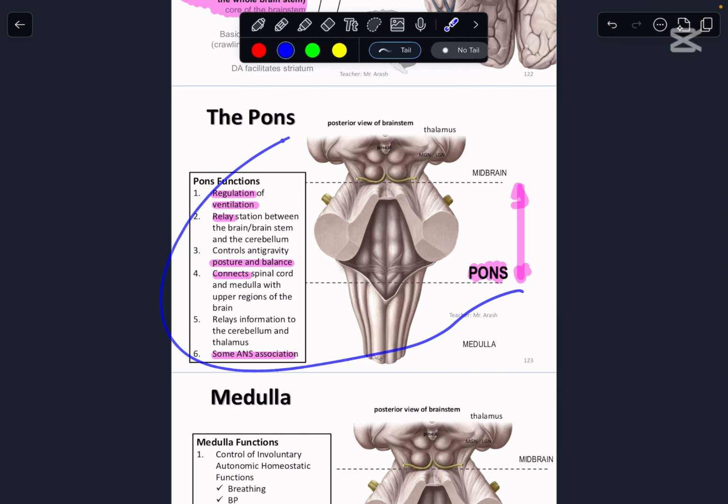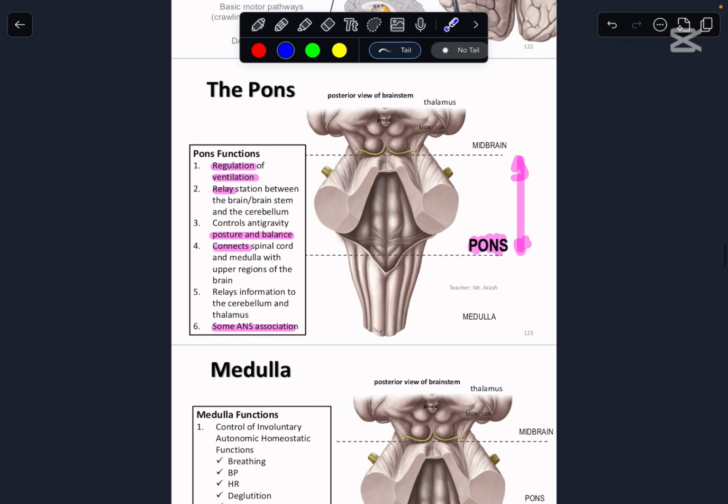You probably won't get any questions with regards to specific functions of pons and brainstem relative to other parts of the brain. If I do give questions with regards to pons, I'll make sure that I'll practice them with you. But for now, focus on these highlighted functions here.